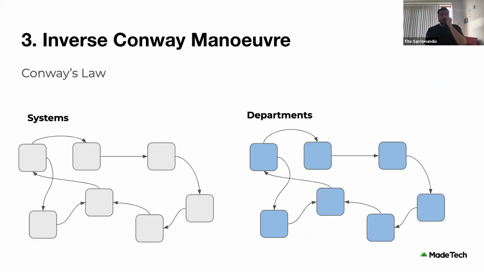So thirdly, how do you get there? Let's talk about Conway's Law for a second. Conway's Law is that systems in an organization will tend to follow the internal communication structure of that organization. So you often end up with the systems on the left. Your systems are communicating in this way.